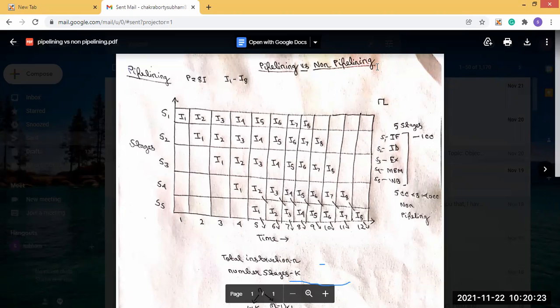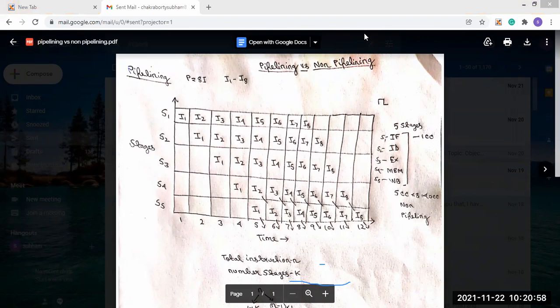Now, let's say we have our program, and in this program 8 instructions are present. From instruction 1 to instruction 8, a total of 8 instructions are present in our program. That means our processor has to process these instructions. Now in non-pipelining, let's say we have a total of 8 instructions in our program.